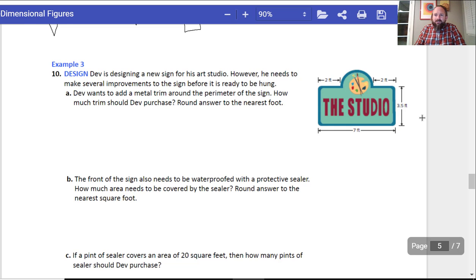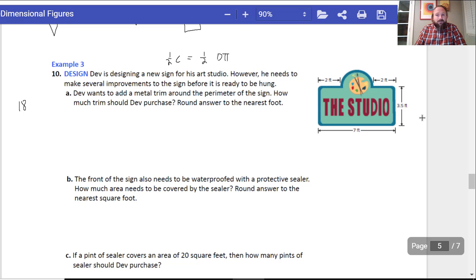Well, I know that he's going to need 2 plus 2 plus 7, 4, 11, plus 3.5 and 3.5. Well, that's 7. 7 plus 7 is 14, plus another 4 is 18, plus whatever half of the circumference of the circle would be. So we want to find half of the circumference, which is equal to d pi. So half of the circumference is equal to half of d pi.